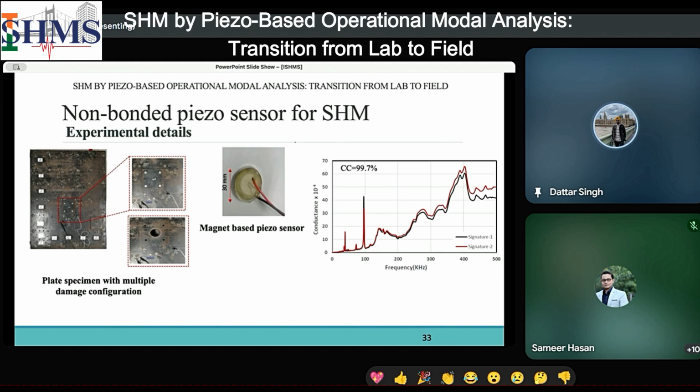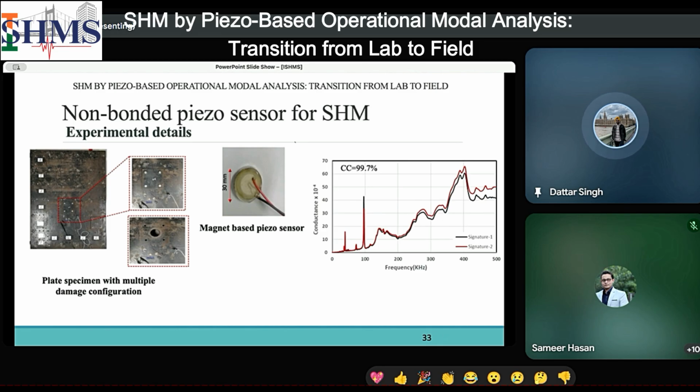And in EMI, we need to bond the sensors at all different locations to again create a fine mesh of sensors to effectively capture the damage. That increases the cost of the SHM paradigm, or the entire cost of the project. So towards that objective, we developed a magnet-based non-bonded configuration of piezo sensor. We tested it on the 2D plate structure for global monitoring as well as damage monitoring.